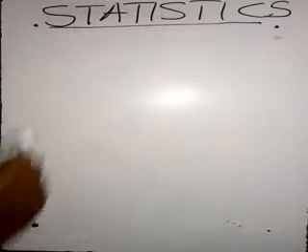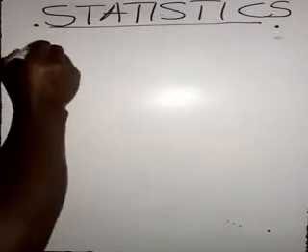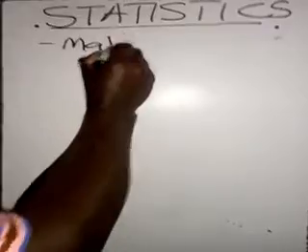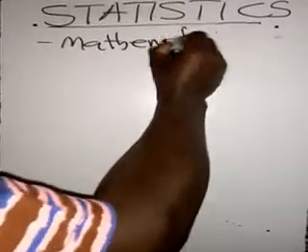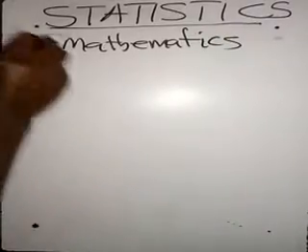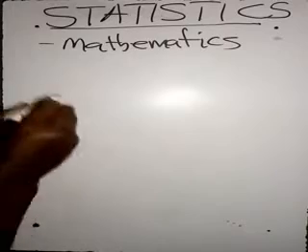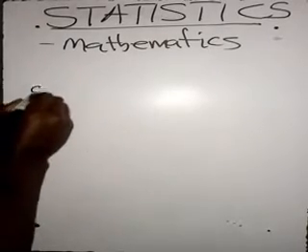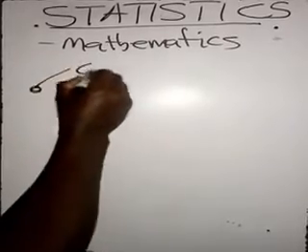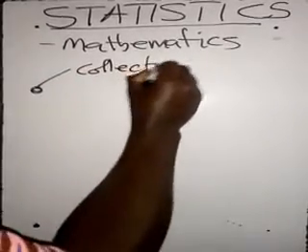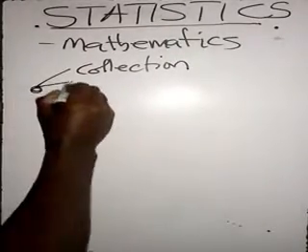Now, when we talk about statistics, this is a branch of mathematics. Statistics is a branch of mathematics, and it is concerned with, so what is it concerned with? I'm going to abbreviate it here. It is concerned with the aspect of collection. We need to do collection. It is concerned with the aspect of organizing.